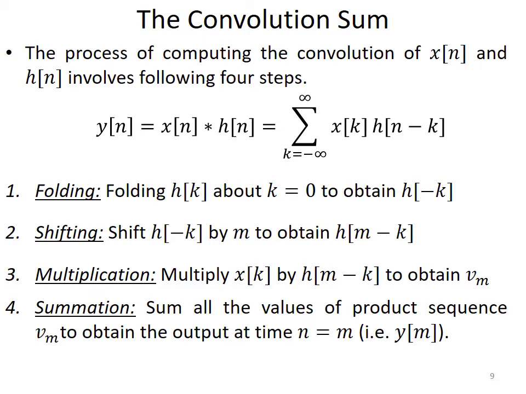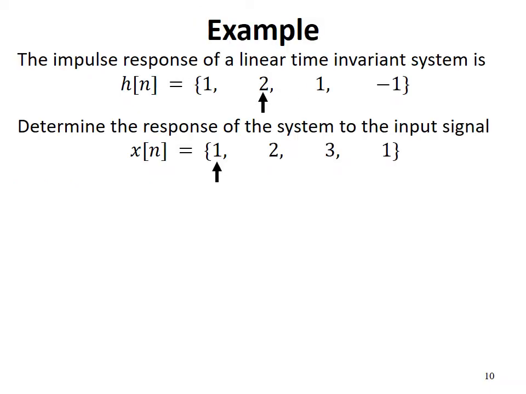So it would be more clear when we solve an example. So let us solve the example to clarify these steps. In this example, h of n is given, which is basically the impulse response of a linear time invariant system, and it is equal to 1, 2, 1, minus 1, and we have to determine the response of the system to this signal x of n, which is equal to 1, 2, 3 and 1. So obviously we have to perform convolution x of n asterisk h of n.